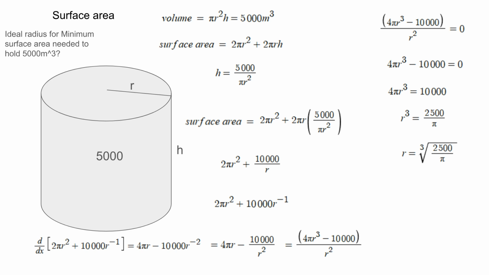We can then use this answer to find the height and the surface area of the cylinder. We need to figure out whether the answer is at a local minimum or a local maximum. I'll show you how to find that in the next couple of slides.